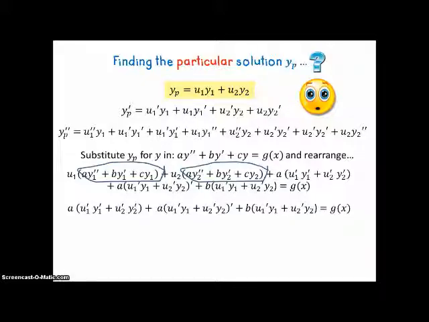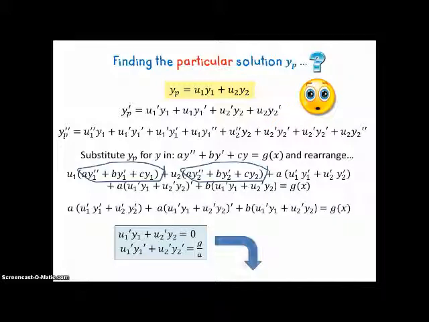And what would that leave? That would leave the first term, a times u1 prime times y1 prime plus u2 prime times y2 prime. And what would that have to equal? That expression would have to equal g of x divided by a. So we're going to use that obvious solution. And then on the next page, we're going to solve those simultaneous equations for u1 prime and u2 prime. And again, I didn't show the steps. Feel free to get some paper and work it out for yourself if you wish.